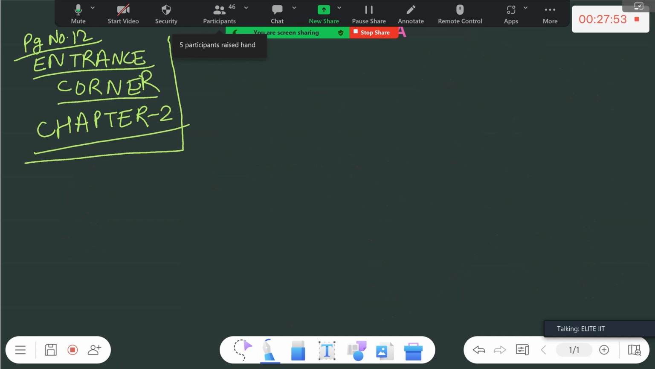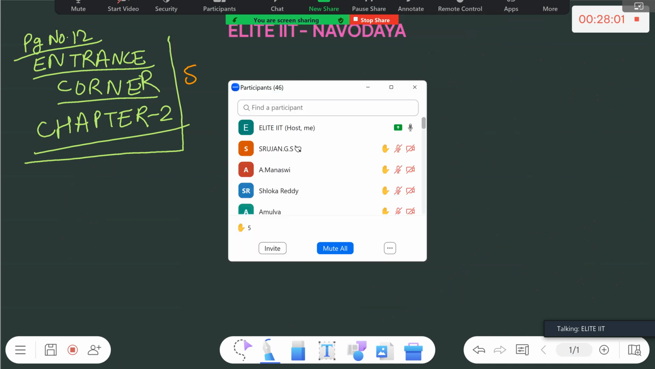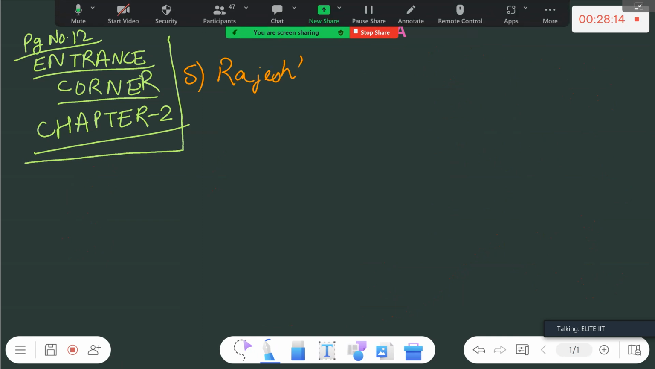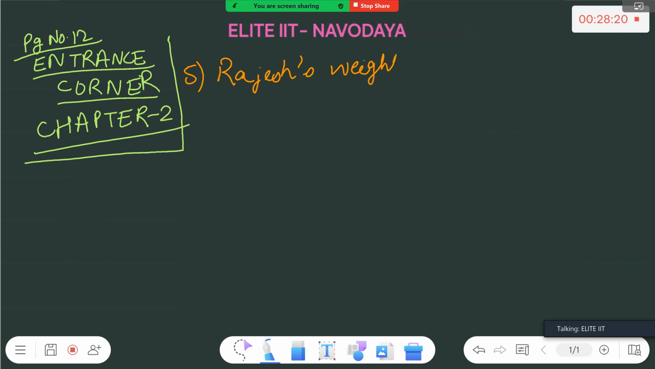Rajesh's weight is 5 kg less than Ram's weight. And Neha's weight is 3 kg more than Ram's weight. Okay, let us see for number 5 only. It is similar only. Again, we do not know anybody's weight, so I am taking Rajesh's weight as X. Why do we take X? To denote an unknown quantity. We do not know Rajesh's weight, so we are taking Rajesh's weight as suppose X kg.